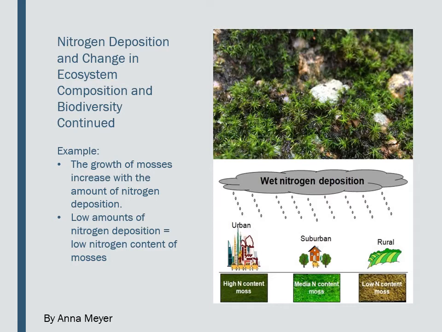Now compare the urban ecosystem to the rural ecosystem. What you will see is a decrease of nitrogen-bearing mosses. This is due to low population in rural ecosystems.